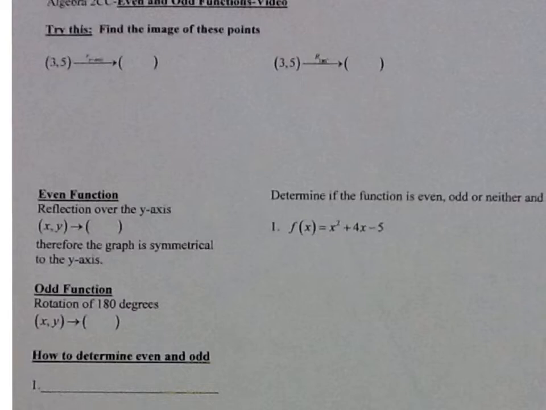So the rule, hopefully remember, is when you have (x, y), the rule for reflection over the y-axis is (x, y) becomes (negative x, positive y). Okay? So if I have (3, 5), (3, 5) will become (negative 3, 5). So let's just take a look at this now. Notice the x values. The x values are opposite. And look at the y values. My y values are the same.